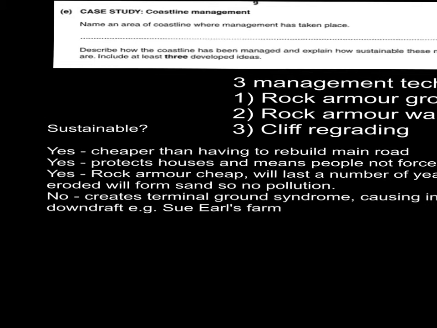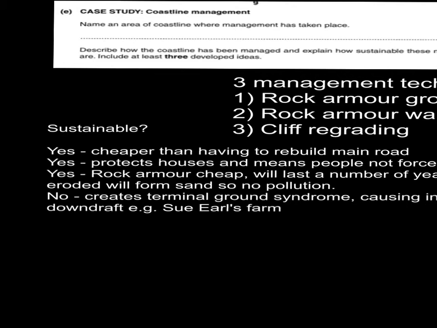However, there is a problem: this is going to create terminal groin syndrome. And terminal groin syndrome is what happens after the last groin. So there's a massive increase in erosion downdrift. We saw in places like Sewell's Farm, which is about half a mile south of this place, there was a 10-fold increase in erosion. It had gone from 1 to 2 metres a year to 20 metres a year. So that's unsustainable. That's actually damaging that land, increasing erosion. That's not good in the short or the long term, particularly for that farmer.